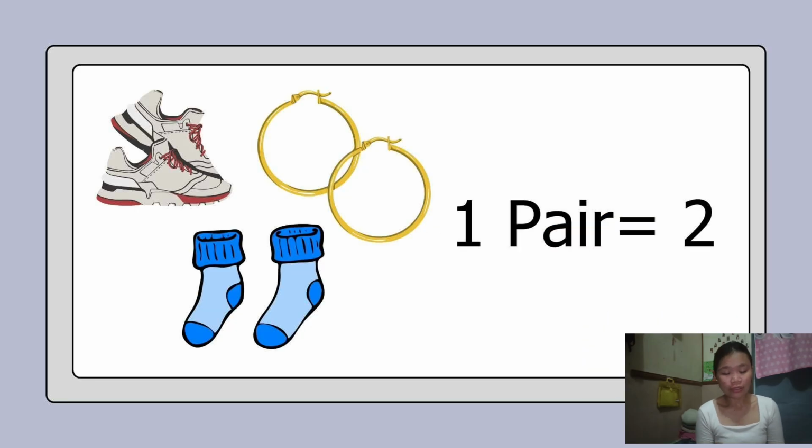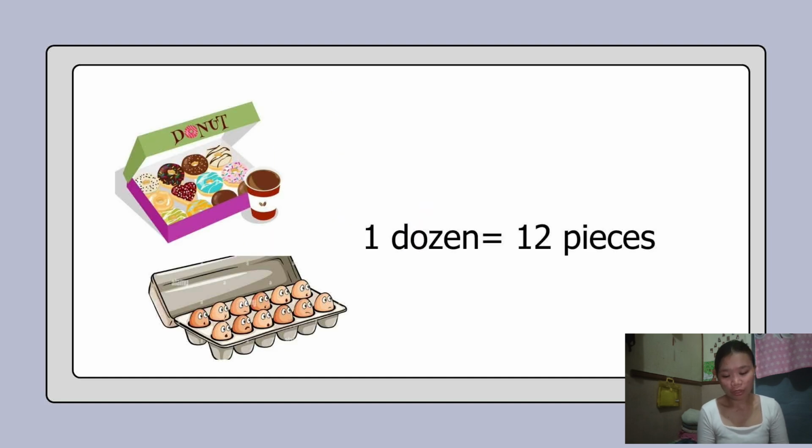And this is the example picture. We have one pair but two pieces. We have shoes, socks, and earrings. And also we have one dozen eggs and donuts, 12 pieces in a box.